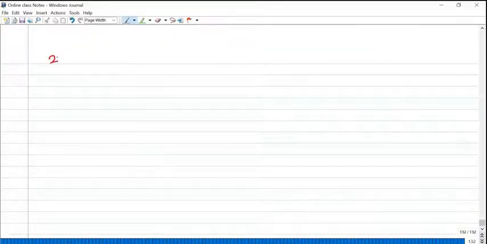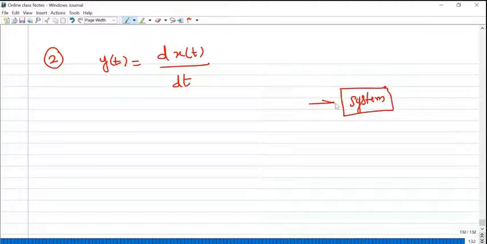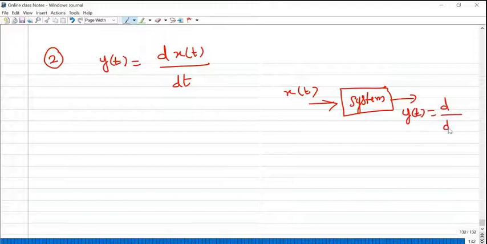Second example, y(t) equal to dx(t)/dt. Identify whether this system is invertible or not. The input to the system is x(t), and the output of the system is y(t) equal to the differentiation of x(t) by dt.